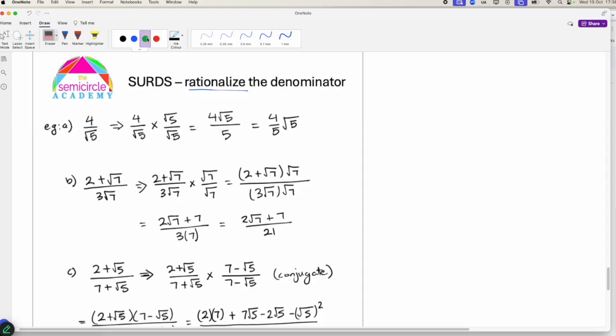So guess what? We're going to use the equivalent fractions method. To remove this, I'm going to multiply by root 5 over root 5. Well, root 5 over root 5 is 1, right?